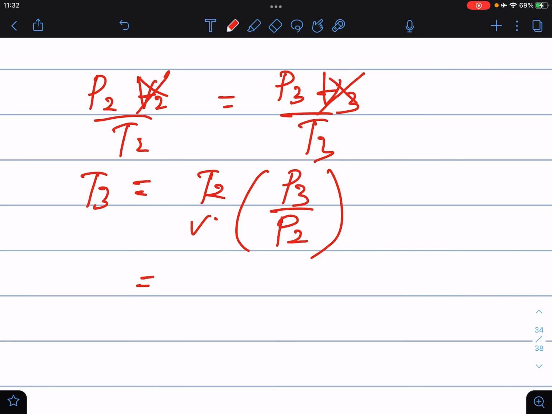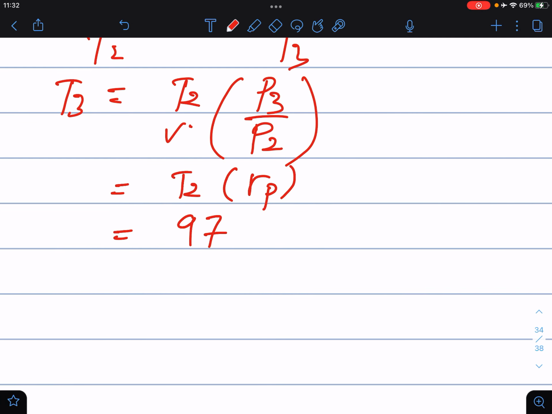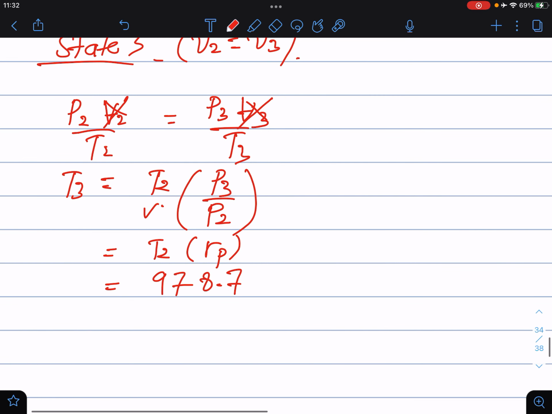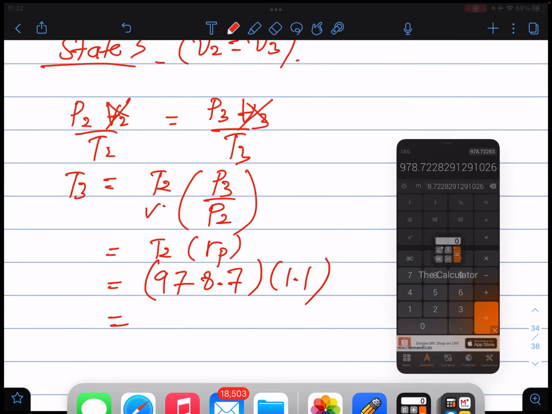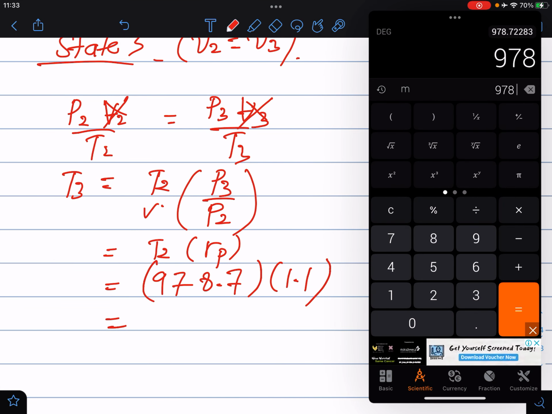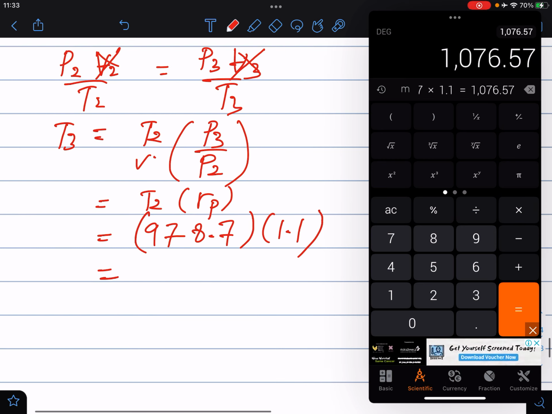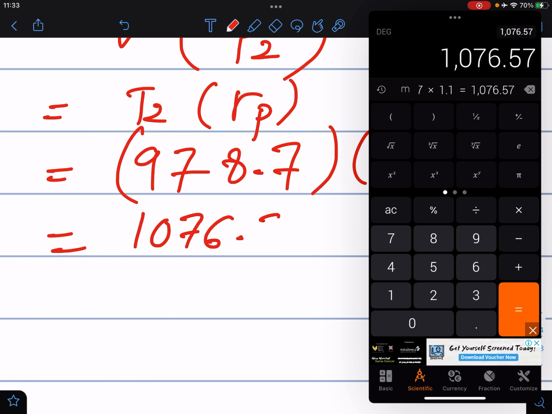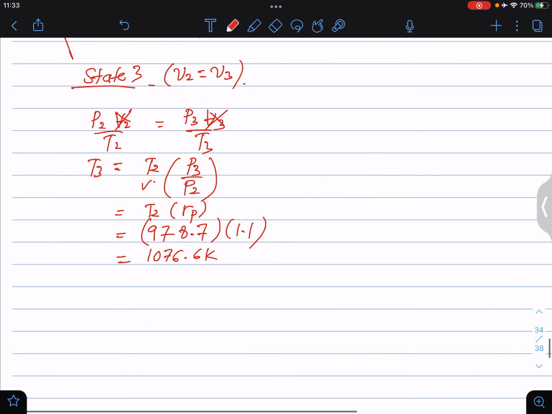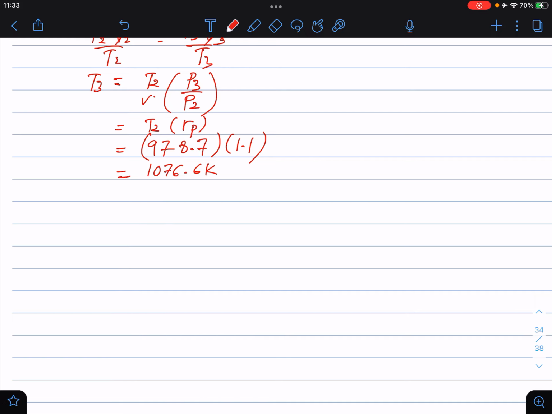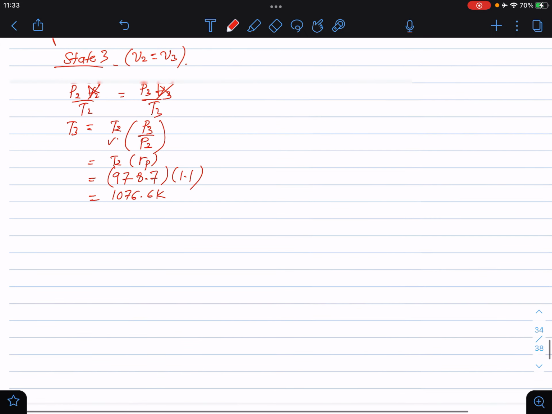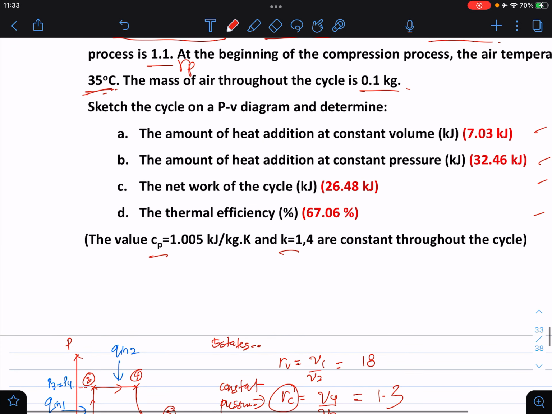So you just use T2 multiply with RP, which is 1.1. So 978.7 Kelvin multiply with 1.1. So this is equal to 978.7 times 1.1, 1076.6 Kelvin. So now you already calculated T3. This is the maximum temperature, I think.